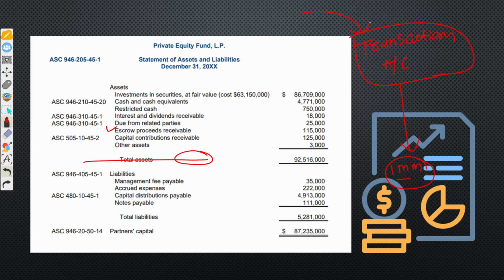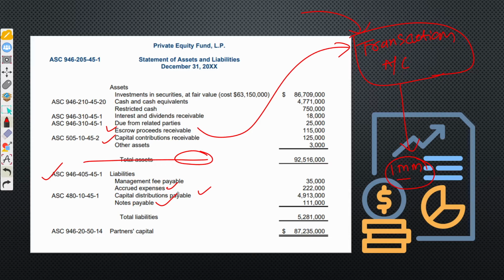So if you see any amount which is pending to be received in the escrow account, that becomes your asset, basically your current assets. All right, and then capital contributions receivable or other assets, if you see that, you can record it in the balance sheet. Apart from that, you can also record the liabilities: management fees payable, accrued expenses, capital distributions payable, and notes payable.